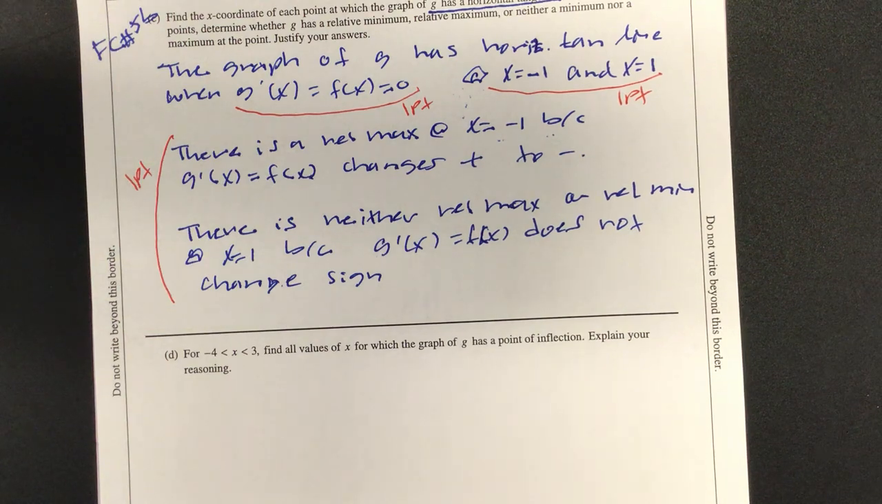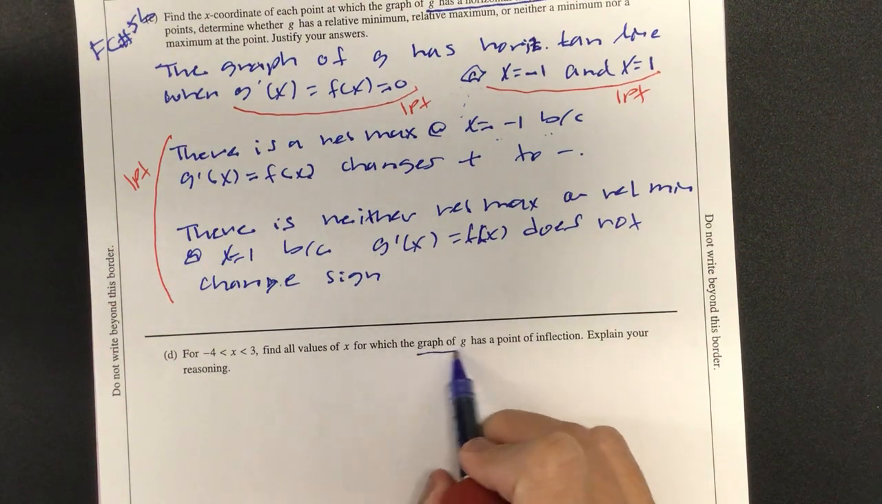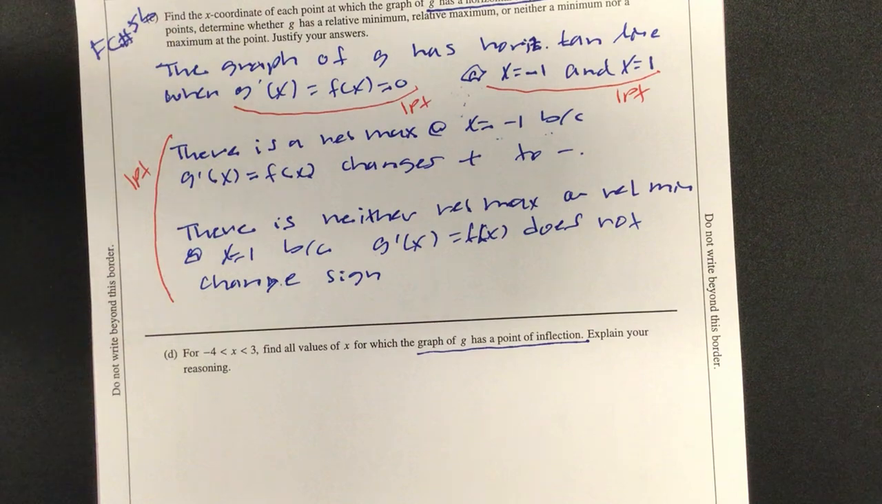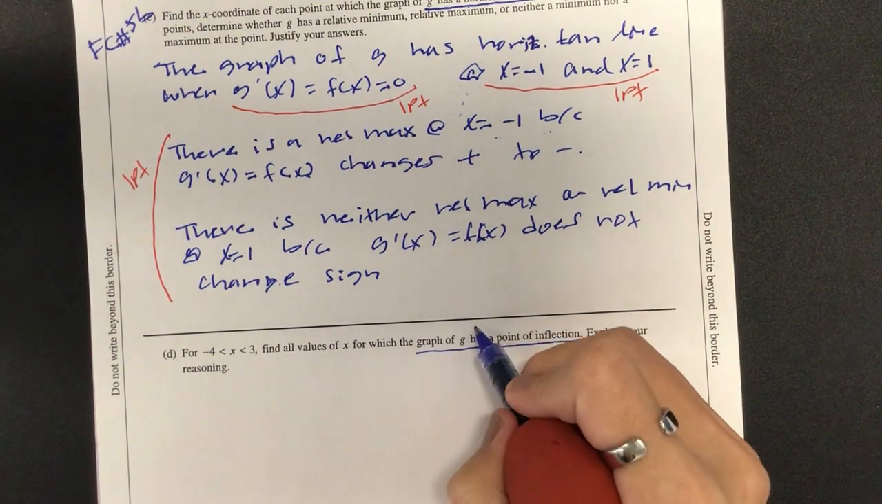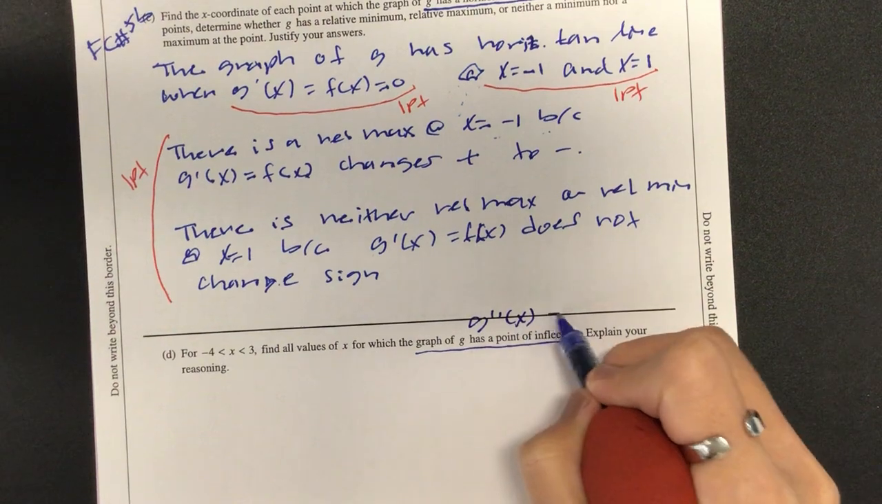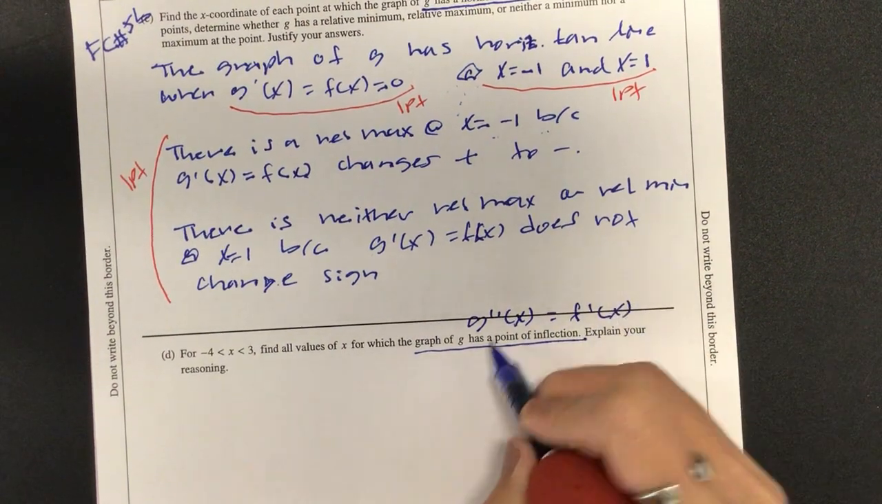All right, Maddie, let's read part D. For -4 is less than x less than 3, find all values of x for which the graph of g has a point of inflection. Explain your reasoning. Okay, let's go ahead and underline graph g has a point of inflection. So let's see if y'all remember. So point of inflection has to do with the prime or double prime? Double, very good. So let's write on here g double prime, which is f prime, change of sign.